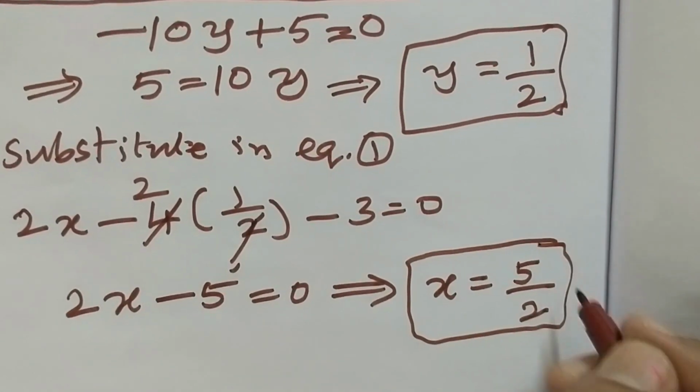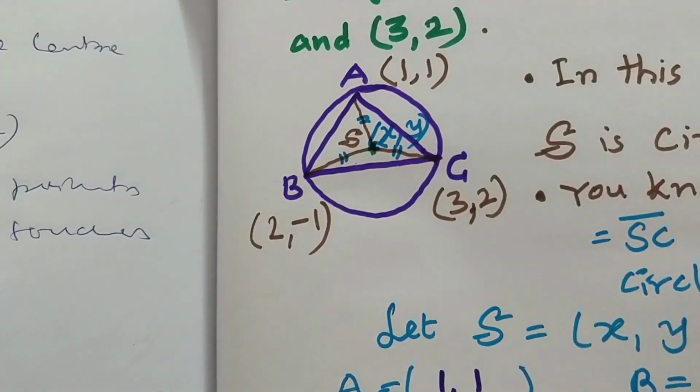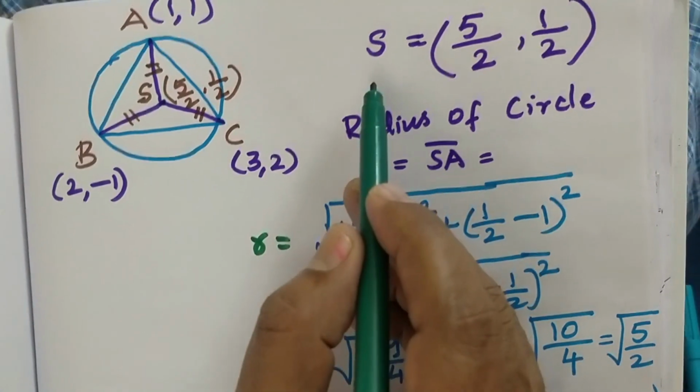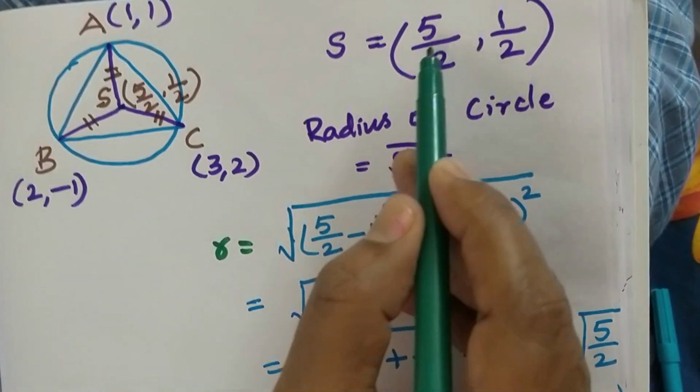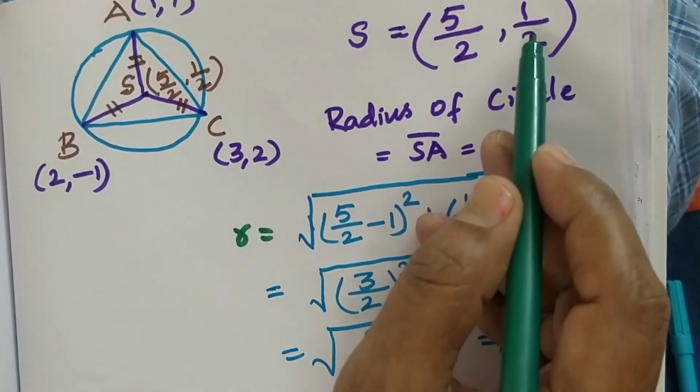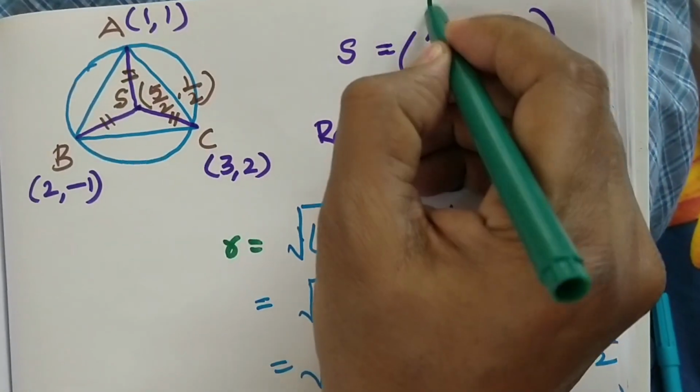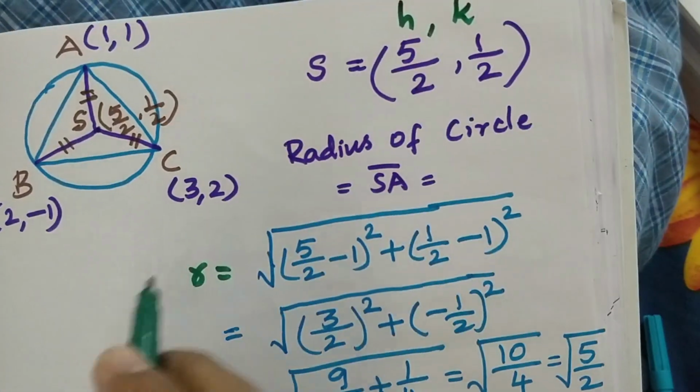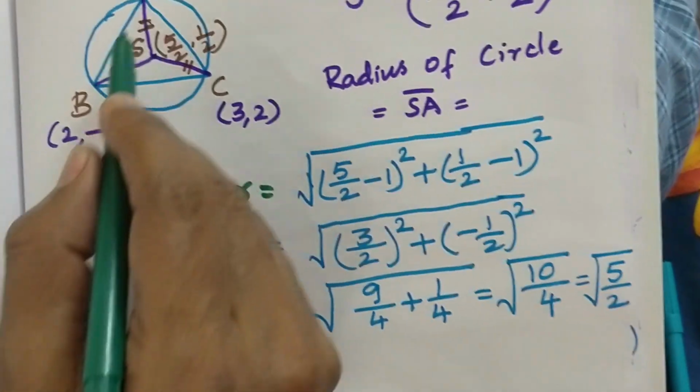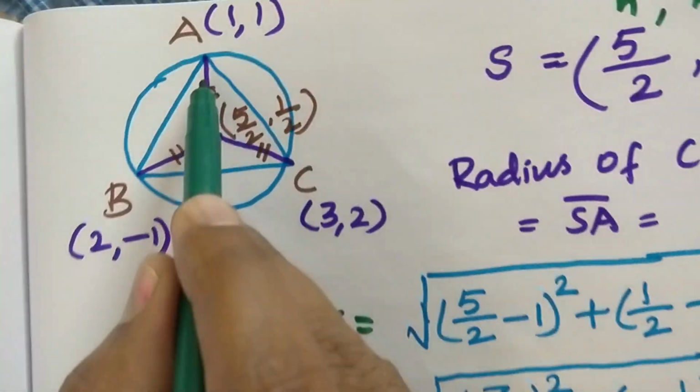What is my x, y? It is the center of the circle. S is equal to the center of the circle, which is 5/2, 1/2. Let us say this is h, k. Next, find the radius of the circle, which may be SA or SB or SC.